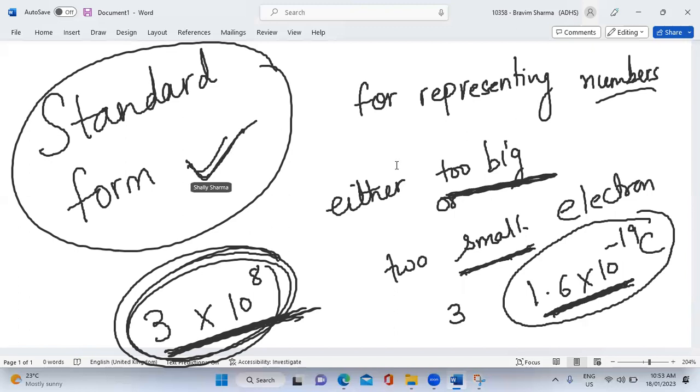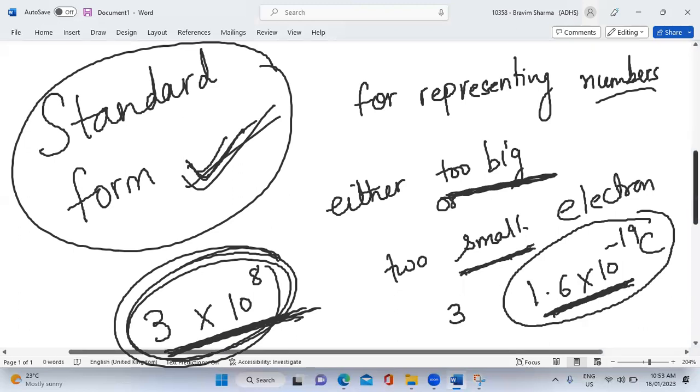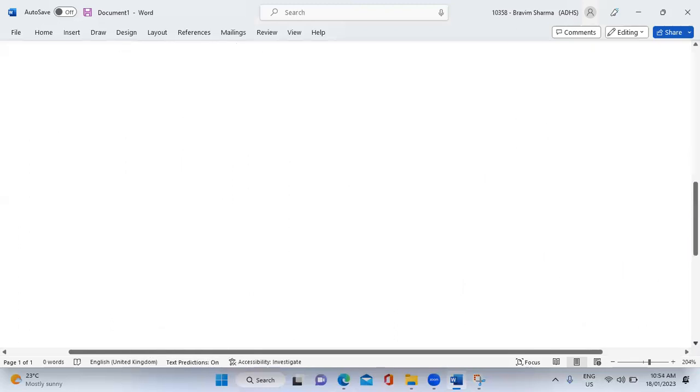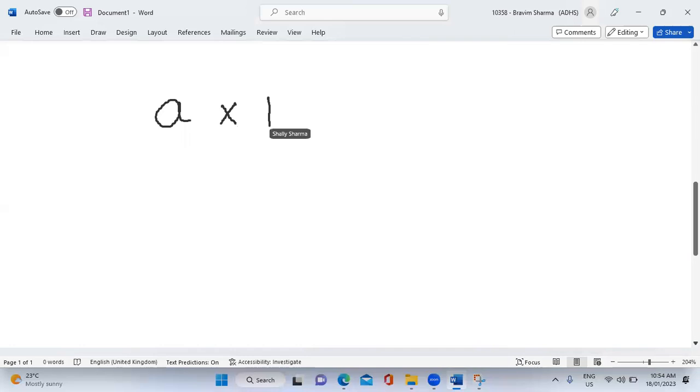Scientists use this a lot because when they do calculations, we have a lot of calculations in nanoseconds and in very, very small values or very big values. So we use the concept of standard forms. Now we are going to learn how to represent a number in standard form. It is a very straightforward process. A number written in standard form follows this way: a times 10 raised to the power of n.